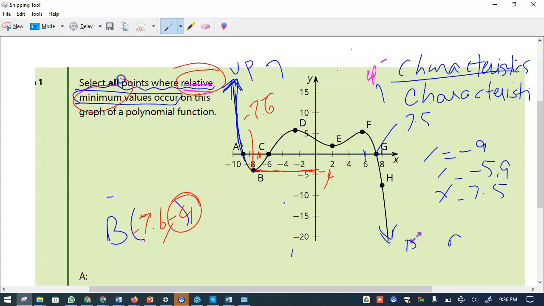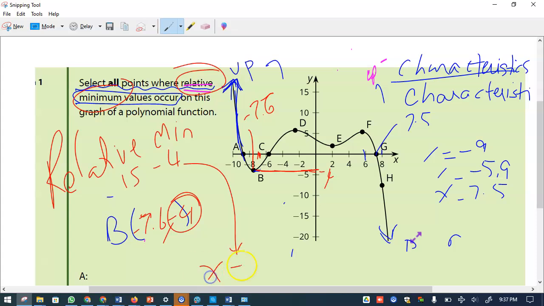The question asked what the relative minimum is here. The relative minimum is minus 4, but where does it occur? It occurs at x equals minus 7 point something. Now there's also another relative extremum. You are looking for the relative minimum where there is a valley. There is a valley right here and there is a valley right here. So that's the point.